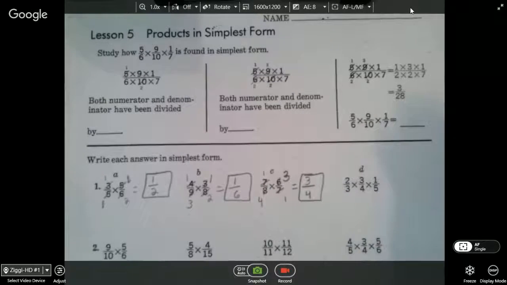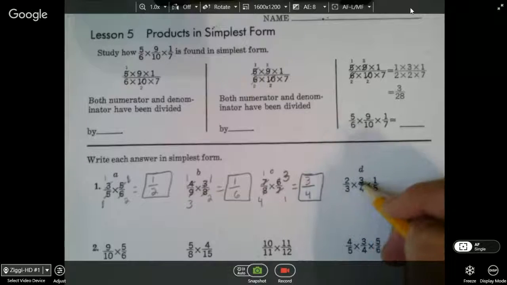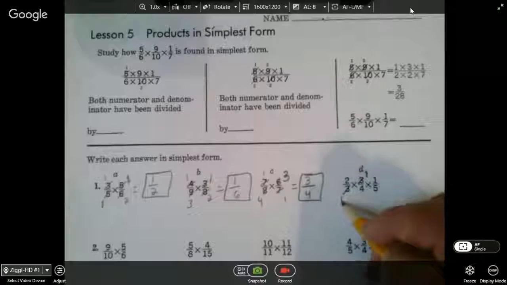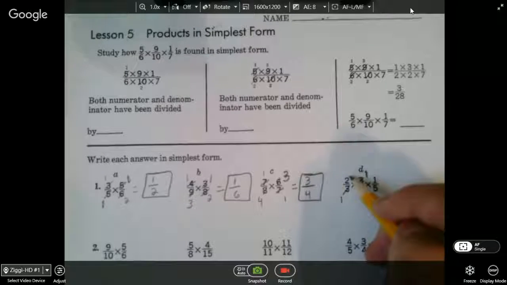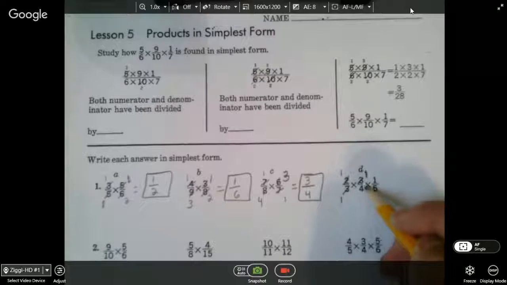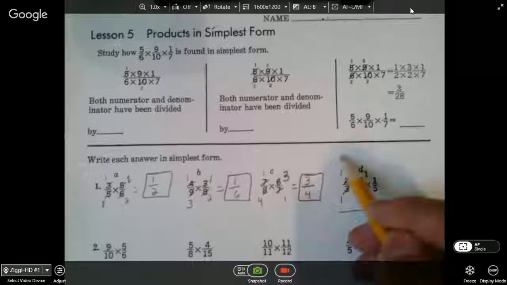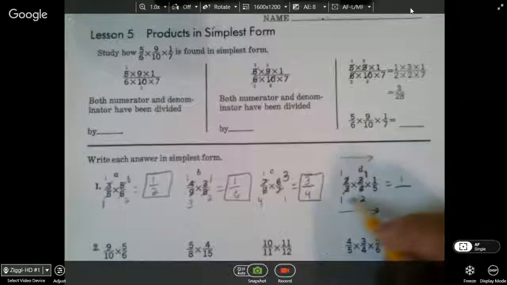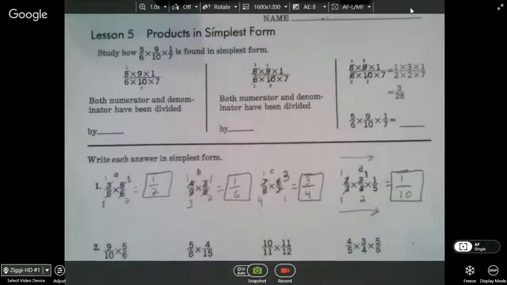Okay, last one. You just have 3 of them. You're doing the same thing. Notice here, 3 and 3. Greatest common factor is 3. 3 divided by 3 is 1. 3 divided by 3 is 1. 2 and 4. Greatest common factor is 2. 2 divided by 2 is 1. 4 divided by 2 is 2. Let's multiply horizontally now. 1 times 1 times 1 gives us 1. 1 times 2 times 5 gives us 10. 1/10 is our product in simplest form.